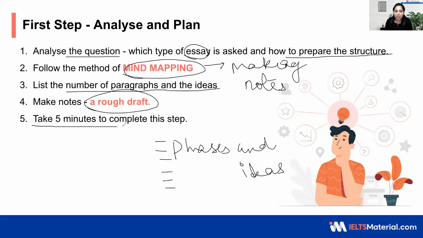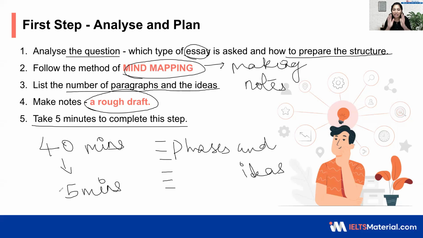Take 5 minutes to complete this step. From the overall 40 minutes, you're going to allot 5 minutes for analyzing and planning your essay. In this manner, you can clearly assess how you are going to present your essay in terms of vocabulary, grammar, and also in terms of structuring the ideas.